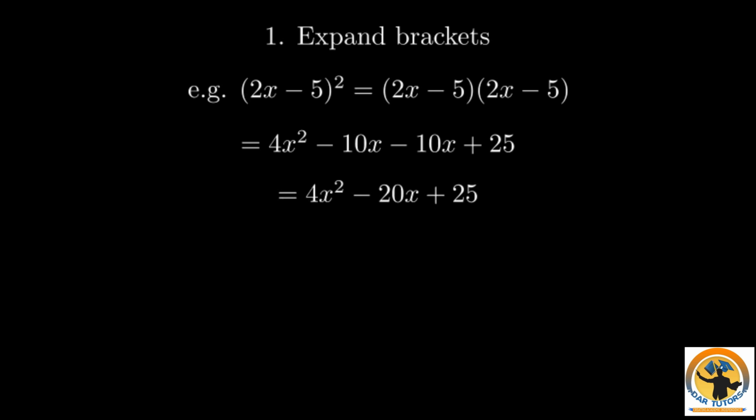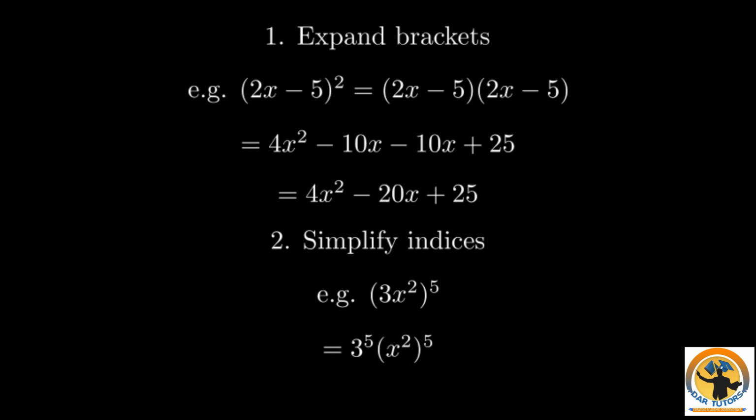Next, let's review simplifying indices. You should know how to simplify expressions like (3x squared) all to the power of 5. When you have a product raised to a power, you raise each factor to that power. So this becomes 3 to the power of 5 times (x squared) to the power of 5.